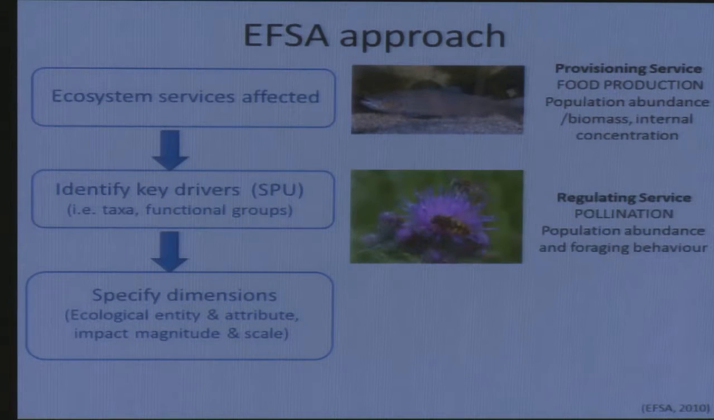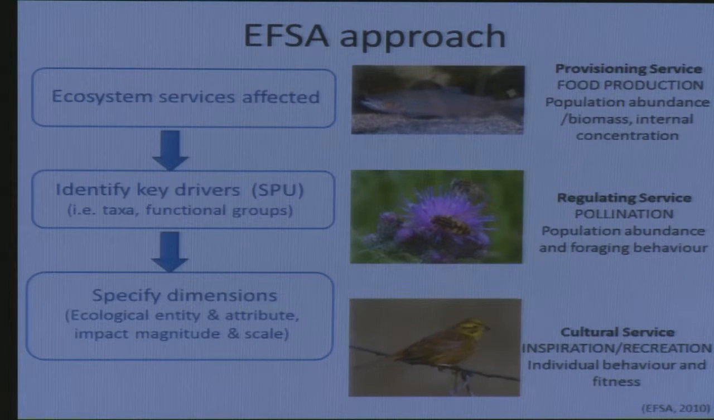For pollination, we're interested in pollinating insects. Again, we're interested in their abundance, but now also their foraging behaviour. So the population abundance and foraging behaviour are the key attributes there. For some species, such as charismatic species, often pretty birds and mammals, there we're actually interested in protecting individuals. We don't want to see dead birds falling out of the sky or walk past them. So it's individuals that we focus on and their behaviour and their fitness.